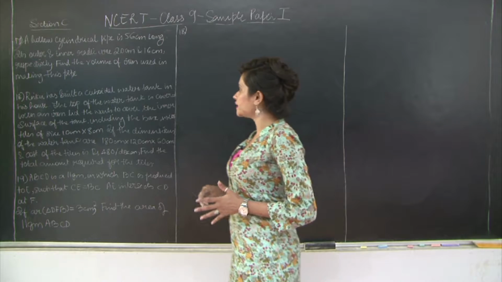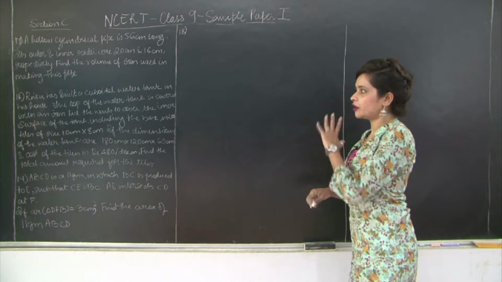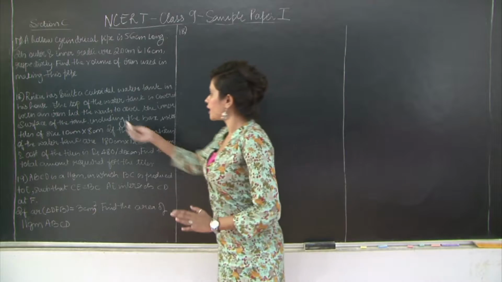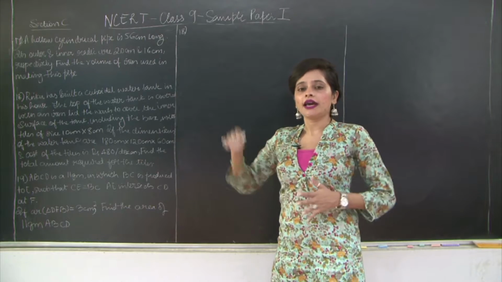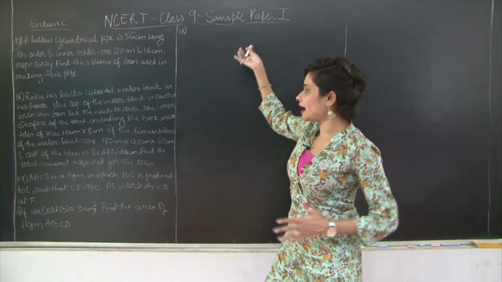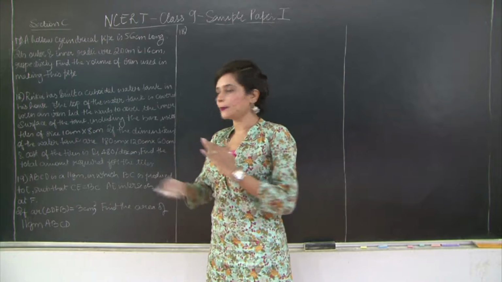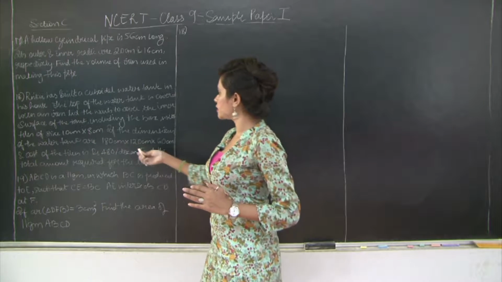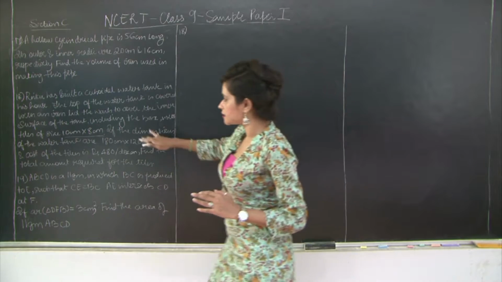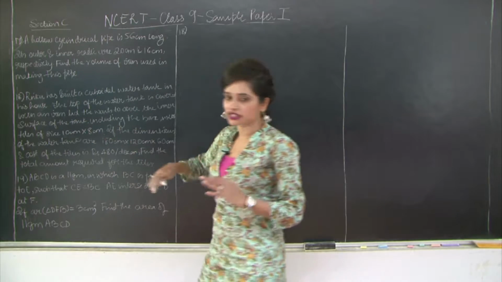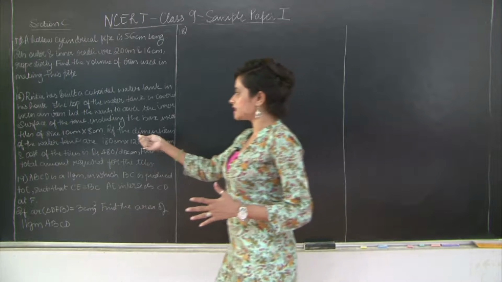Rinku has built a cuboidal water tank in his house. The top of the water tank is covered with an iron lid. So the lid is not taken into account for the moment. He wants to cover the inner surface of the tank. So the inner surface of the cuboidal tank, excluding the lid, because the lid is made up of iron, including the base. So it's going to have 4 walls of the cuboid and the base. He wants to cover this inner surface with tiles of dimension 10 centimeter into 8 centimeters.